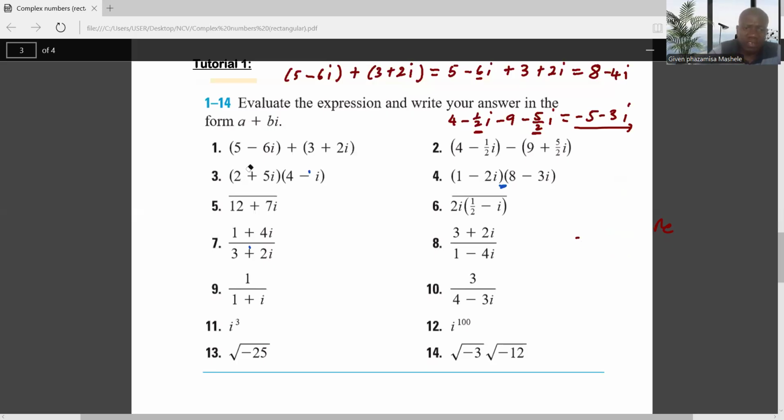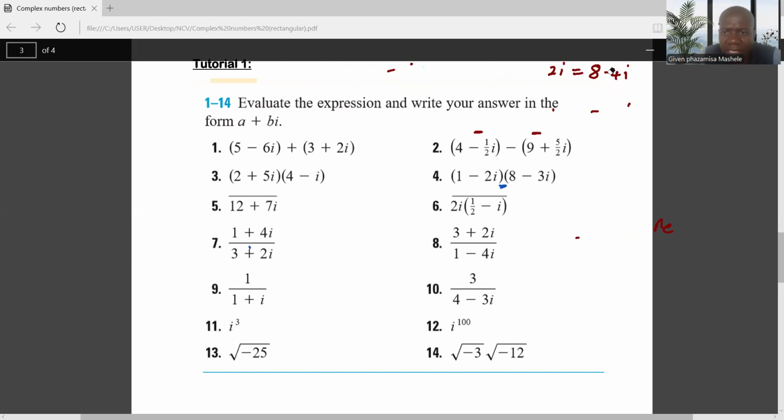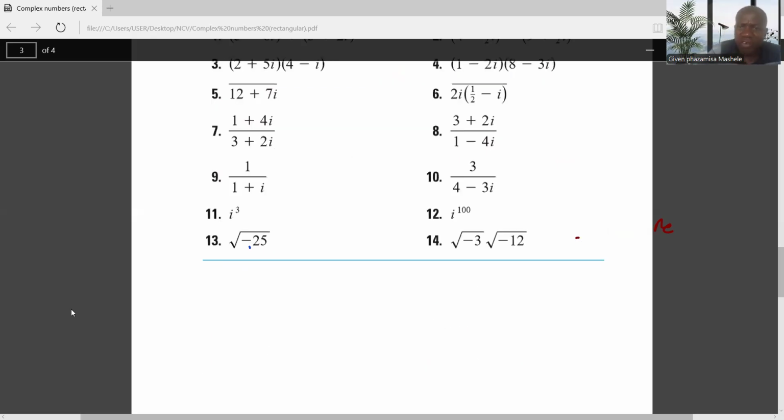So the next one is the issue of multiplication. Let's do the multiplication. Here we are multiplying 2 plus 5i by 4 minus i. So 2 plus 5i multiplied by 4 minus i. So that is number 3.